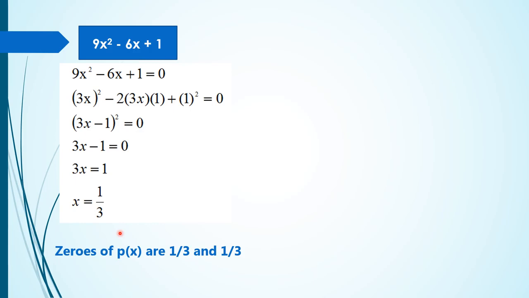Now we calculated the zeros of the given polynomial 9x square minus 6x plus 1. Let us verify the relationships. Before that, values of a, b, c are: a is 9, coefficient of x square; b equal to minus 6, coefficient of x; c equal to 1, the constant term.